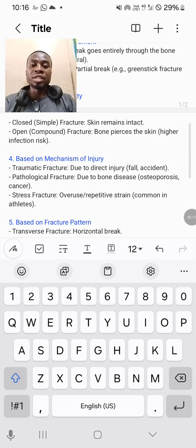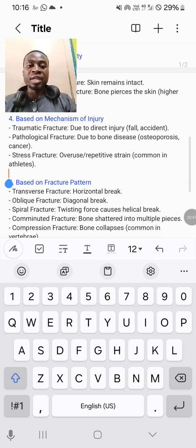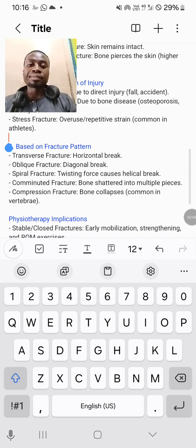Based on the mechanism, we can classify it as traumatic, pathological, or stress fracture. Traumatic can be caused by maybe a fall or a road traffic accident. Pathological can be caused by infections or some diseases such as TB of the bone or the spine. Stress fracture can be through overuse and repetitive strain, most commonly in the hip bone.